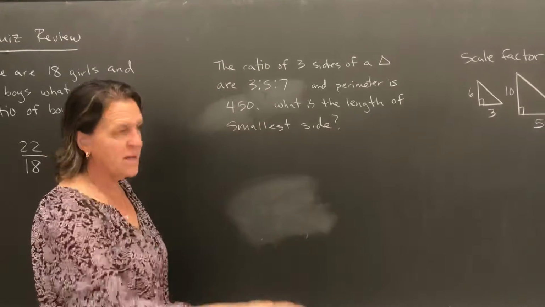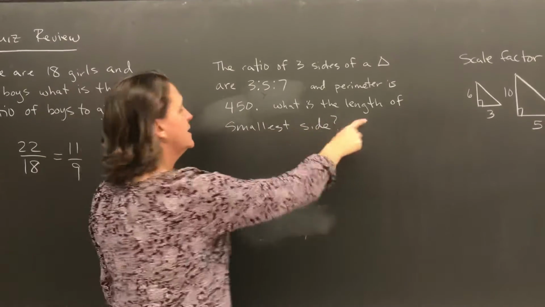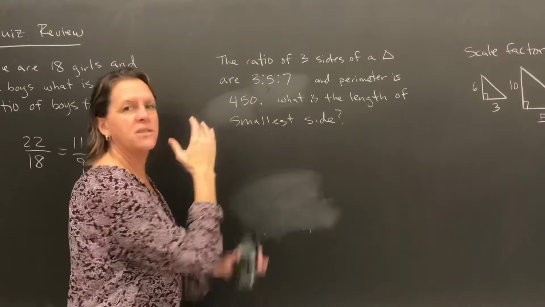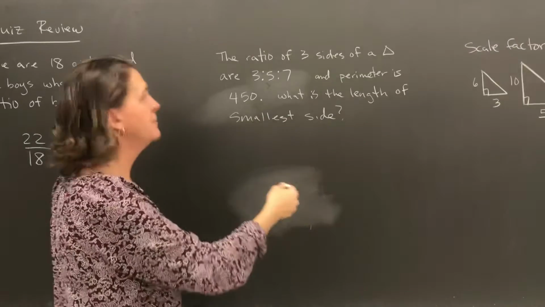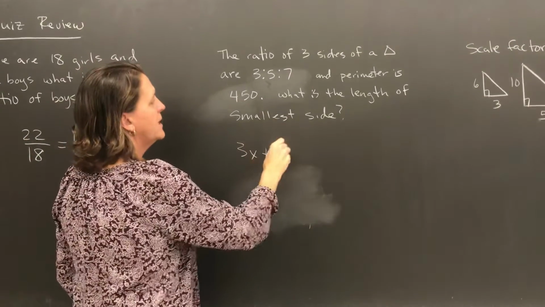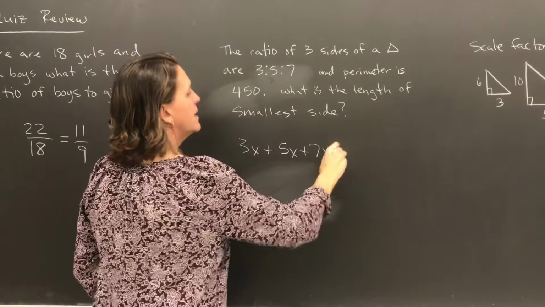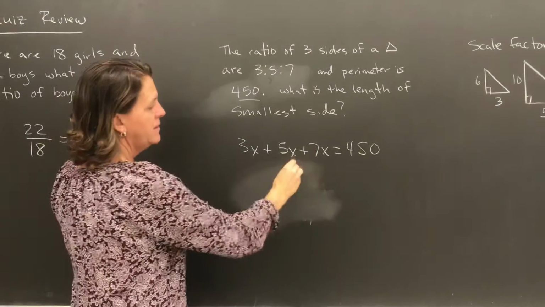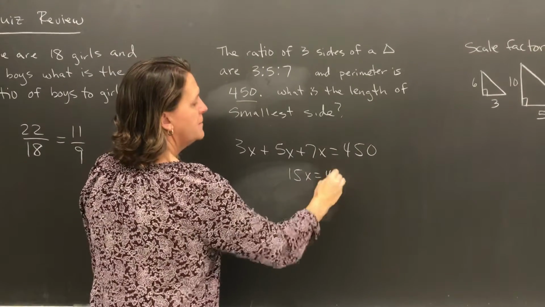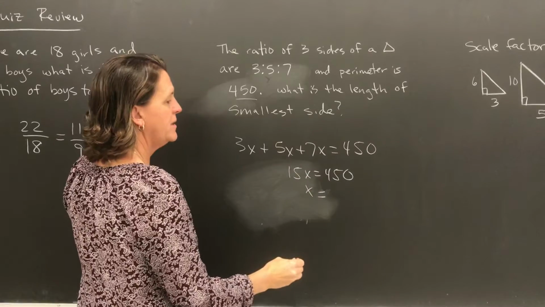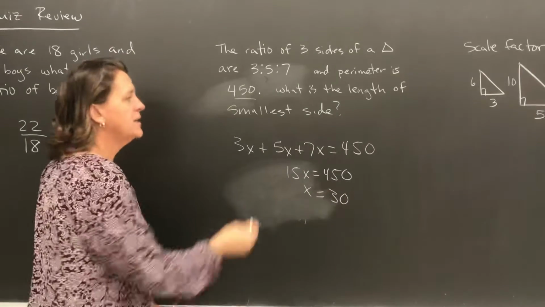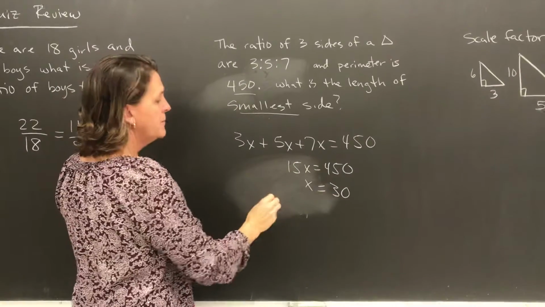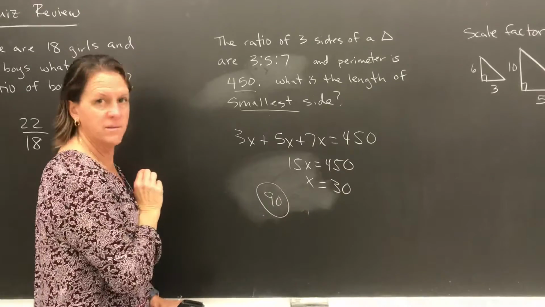So that's easy. Next one, the ratio of three sides of a triangle are 3 to 5 to 7, and the perimeter, that means the whole outside, is 450. What's the length of the smallest side? Make sure you read each question because it's not just find X. A lot of times you have to put them back in. So, remember we did this on Monday. We put X's on here, make an equation, and set it equal to 450. Add these up. 15X equals 450, and divide, that would be 30. Okay, then it says the smallest. So smallest is 3. 30 times 3 is 90. So that's your answer, okay?